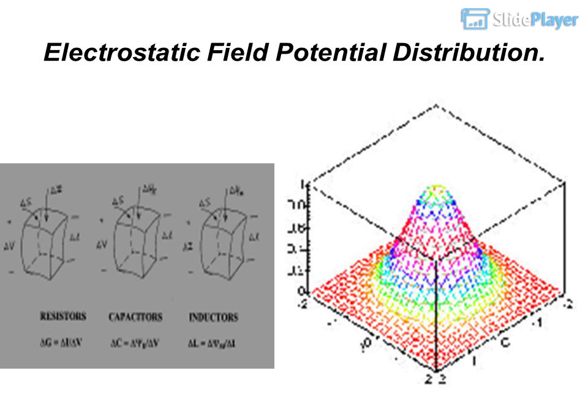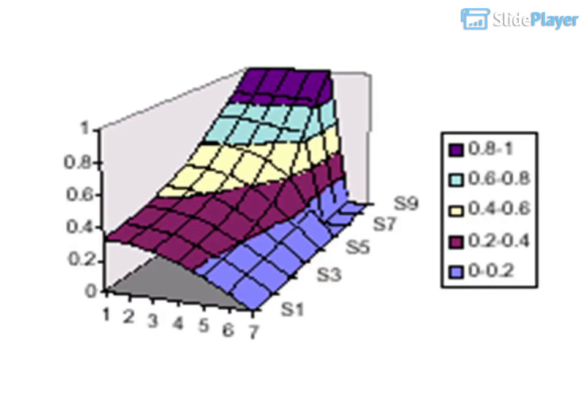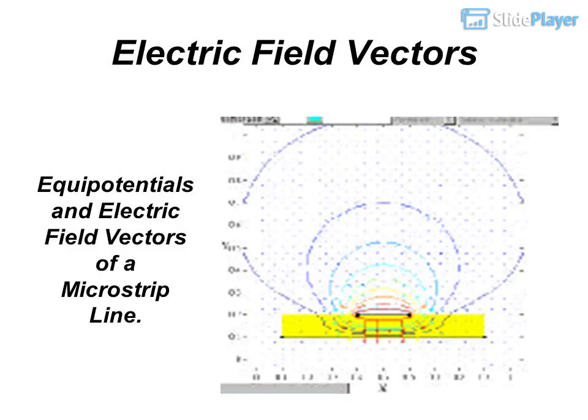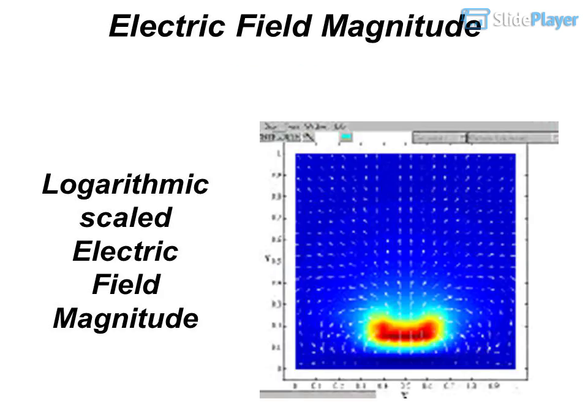Electrostatic field potential distribution. Equipotentials and electric field vectors of an electrostatic field. Electric field vectors. Equipotentials and electric field vectors of a microstrip line. Potential distribution. Potential distribution associated with a corner resistor. Electric field magnitude. Logarithmic scaled electric field magnitude.